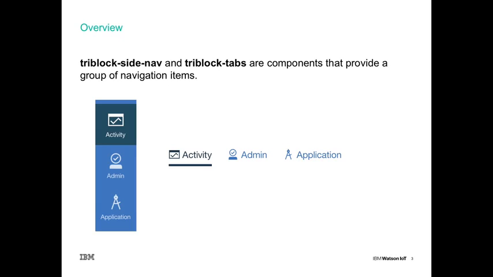You'll notice that triblock-side-nav and triblock-tabs are both a collection of navigation items. They have the same behaviors, where you tap on the side nav item or the tab, and it'll lead you to either a routed page or an iron page. Although they have the same behaviors, they have a different layout and different styles applied to them, and that adheres to the TRIRIGA style guide.